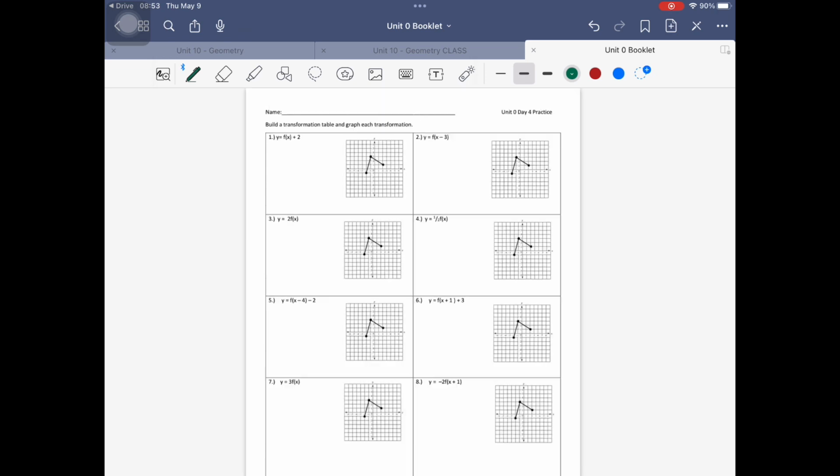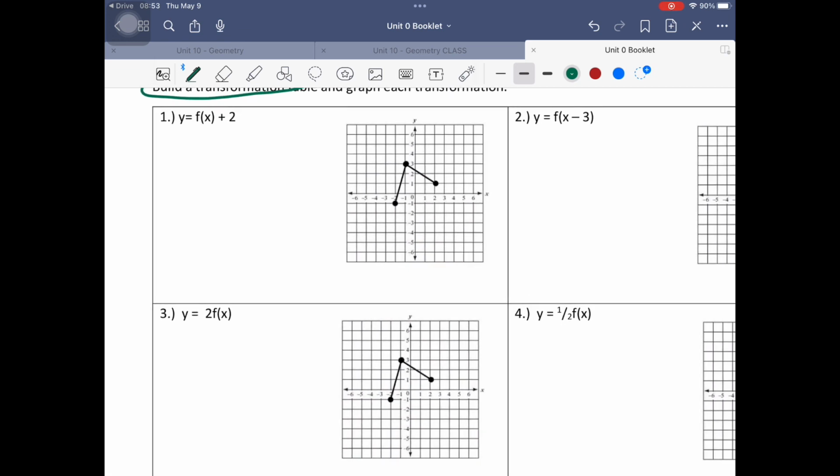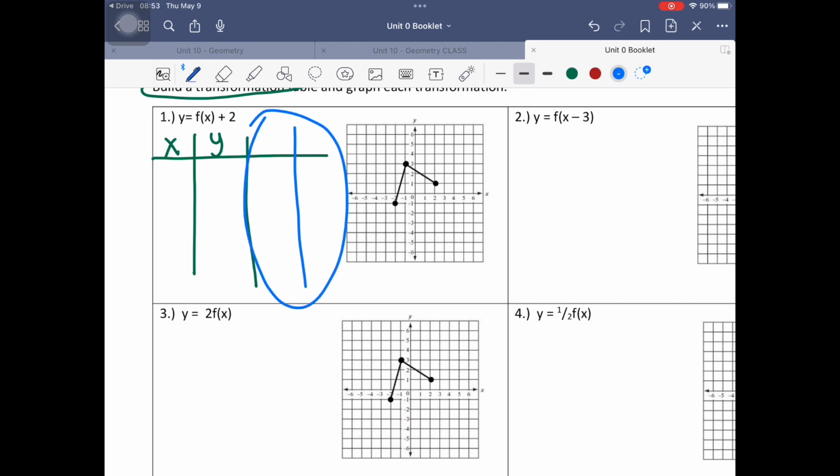Now, when you guys do this, again, it says build a transformation table. Please make sure you do that. I will help you get set up for the first one. I would always make columns like this. Here's the first one with your original x and y, and then your transformed x and y are going to go into these ones. I would make the table on every one.